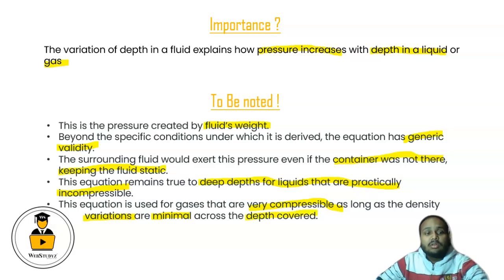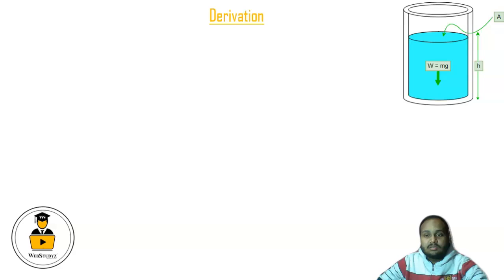Fine. Now let us see the derivation of this. So here, as you can see, a container is there. Just see this figure. The weight of the fluid inside it is basically supported by its bottom. Let us see how much pressure the weight of this liquid exerts on the bottom.